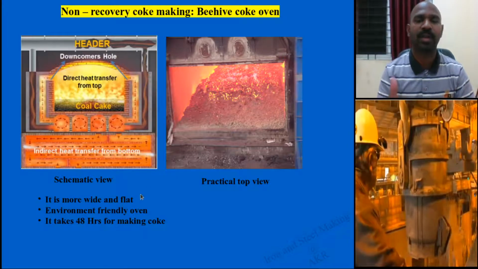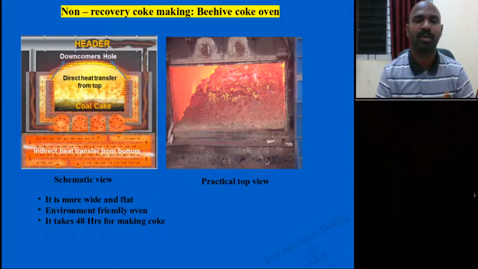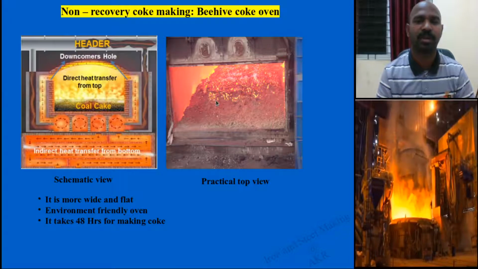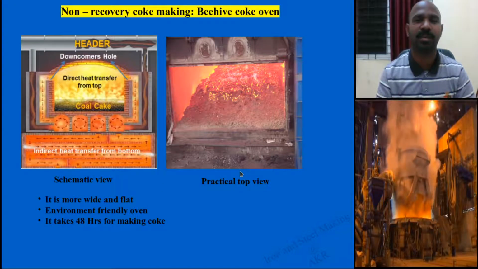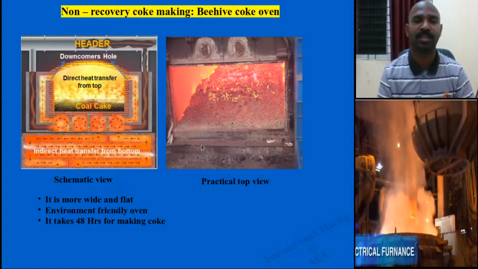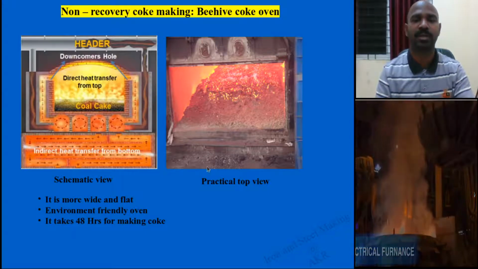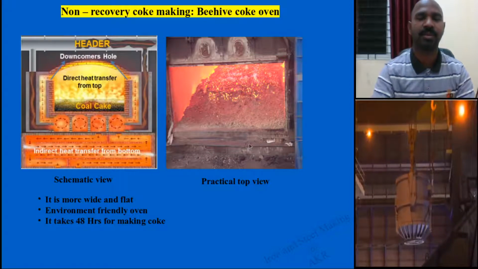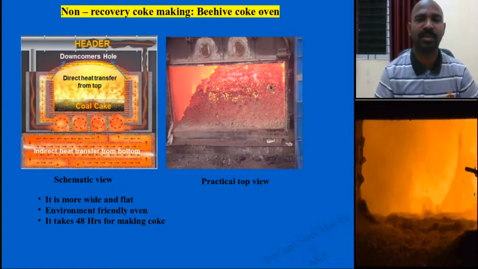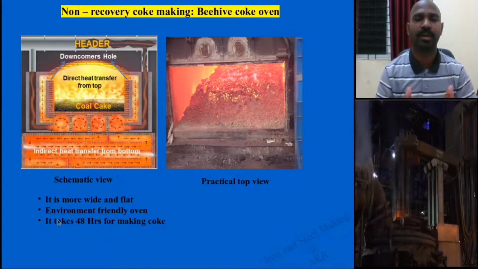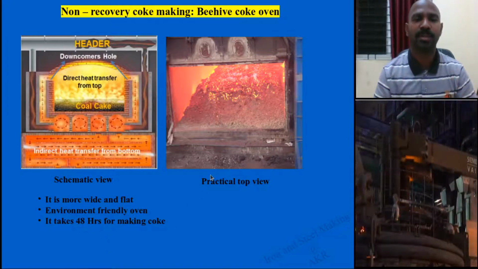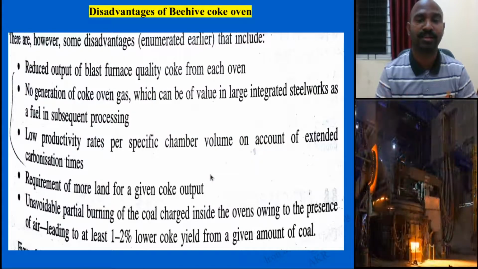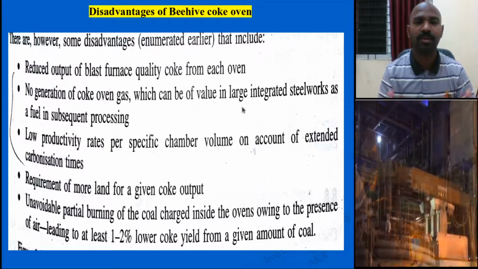This is a practical top view of this Beehive coke oven, and the significance of this particular Beehive coke oven is that it is wide and flat, and it is environmentally friendly, but you need to have more and more of these Beehive coke ovens because they are batch type, and production cannot reach the expected level, and it will take 48 hours. Now let me emphasize one point about the Beehive coke oven.